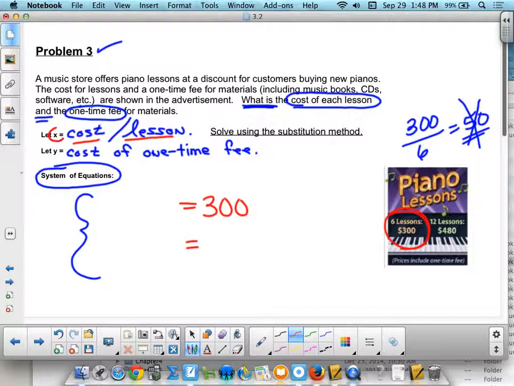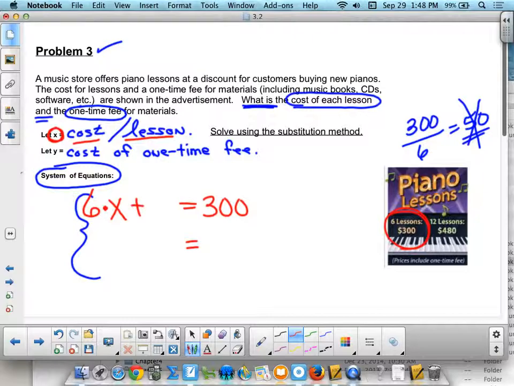How much did you pay? X. What was the cost per lesson? It's right there. X. You paid X dollars per lesson. How many lessons did you get? 6. 6 lessons times that price. There, that's what you paid for all 6 lessons.